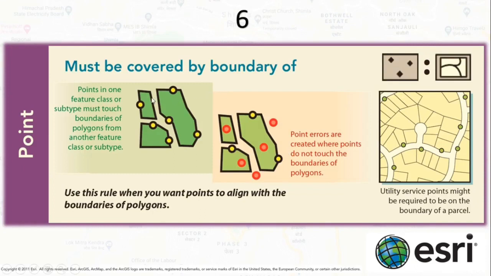This rule requires that points fall on the boundaries of area features. This is useful when the point features help support the boundary system, such as boundary markers, which must be found on the edges of certain areas.